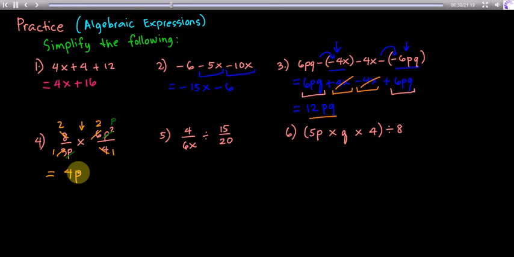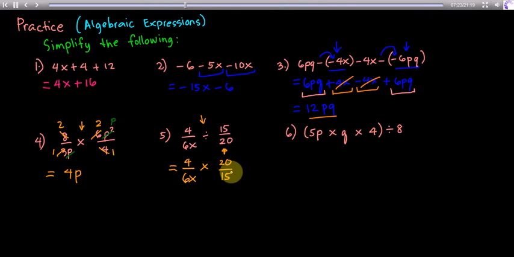Next, number 5. In number 5, 4 over 6x divided by 15 over 20. So when you're going to divide, again, we need to take note, because this is kind of different from multiplication. When we're going to divide, we're just going to copy the first fraction and then make it into multiplication, but we need to reverse this one. So this would be equal to 20 over 15. The expression now is 4 over 6x times 20 over 15.